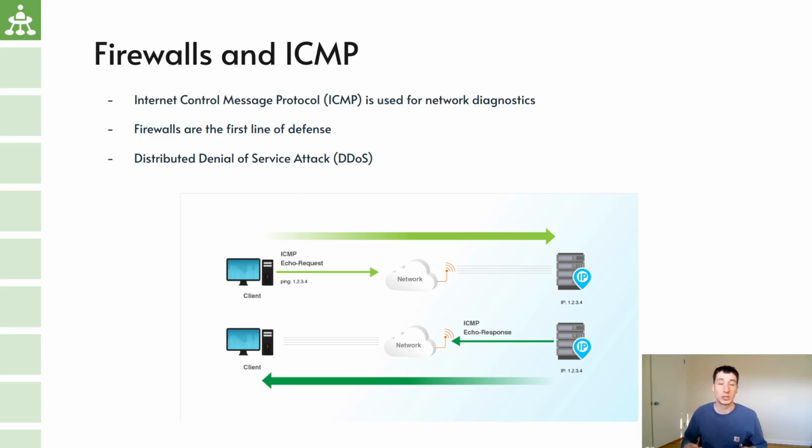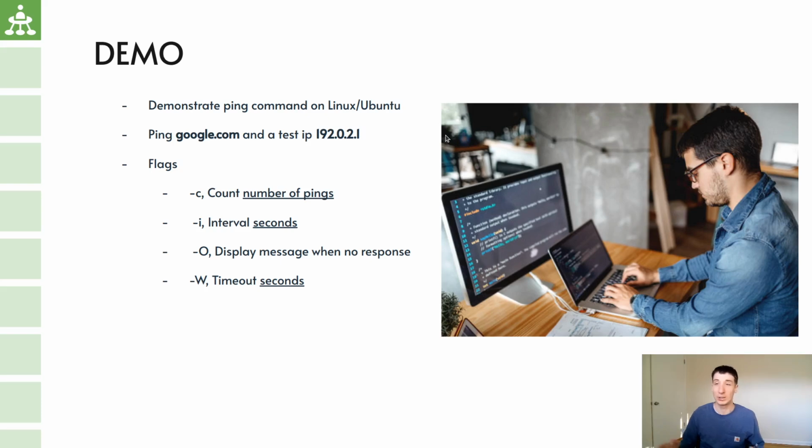The firewall is really going to be your first line of defense for configuring against an ICMP exploit, and we're going to jump into that a little later. But right now, let's get ready for our demo. Our demo is we're going to be using the ping command.